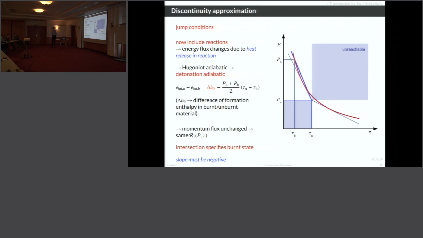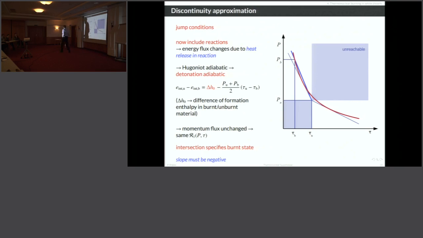Now the slope of the Rayleigh line, as said before, must be negative because it's minus mass flux squared. So the slope of this blue line here, the Rayleigh line, always has to go in this direction. It cannot actually have a positive slope. So these gray or light blue areas here cannot be reached.